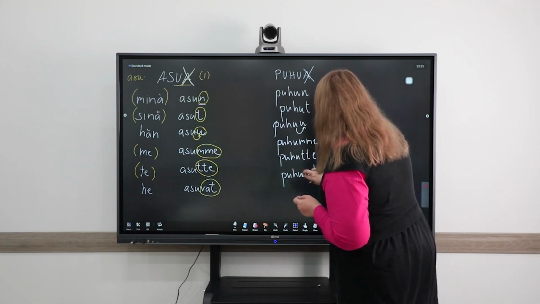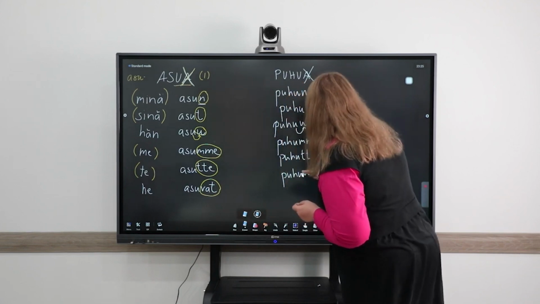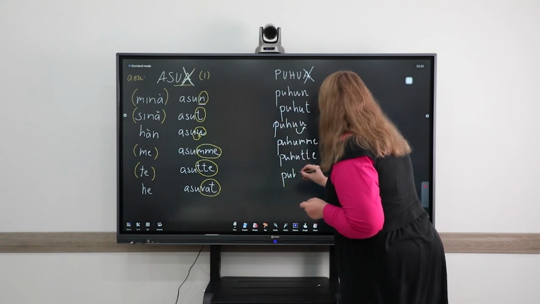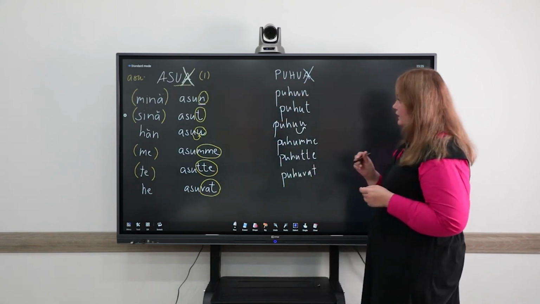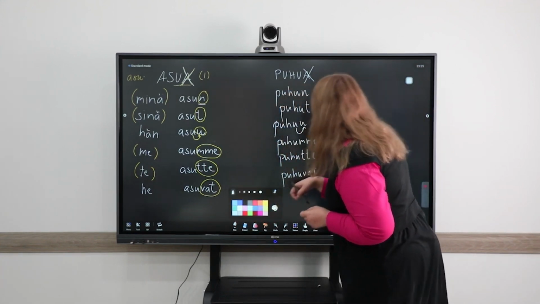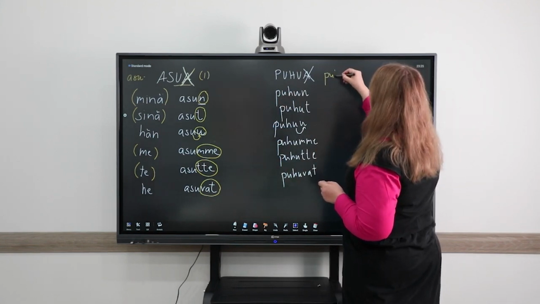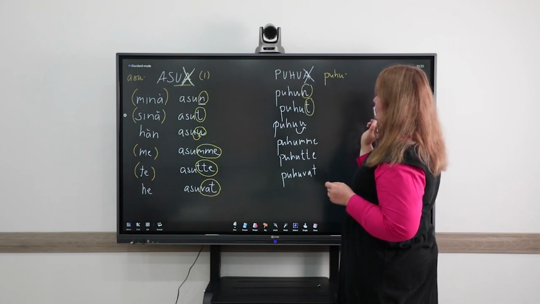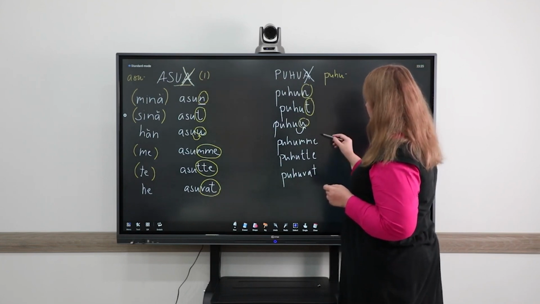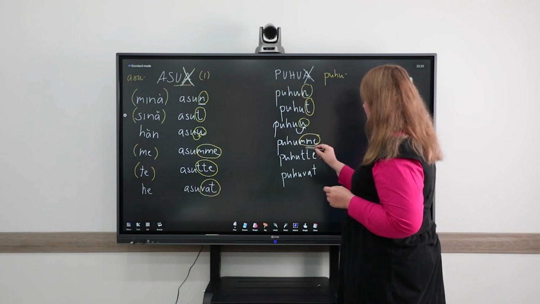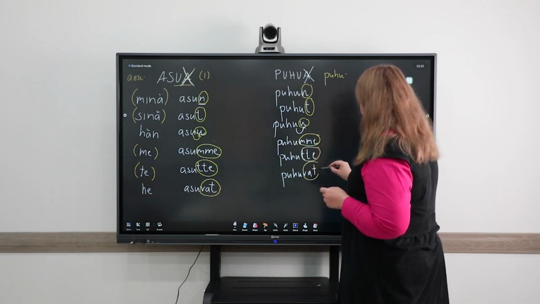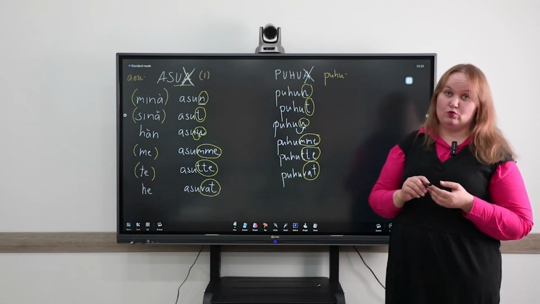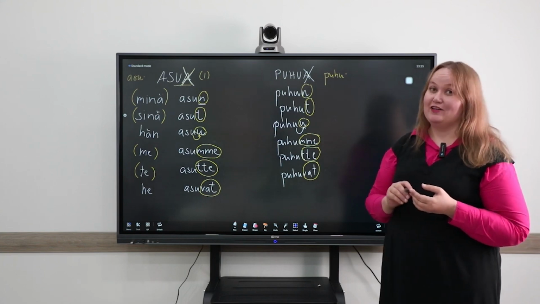Puhuvat. So the same way, the endings are the same. The stem is different. So our stem here is puhu. And then we add the endings. Minä puhun, n. Sinä puhut. Hän puhuu. Me puhumme. Te puhutte. He puhuvat. Minä puhun englantia. I speak English. Mitä kieltä sinä puhut? What language do you speak?